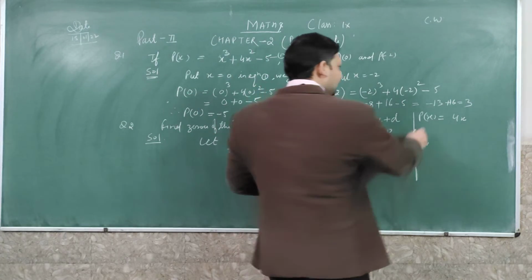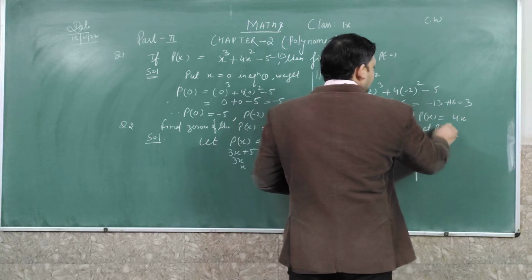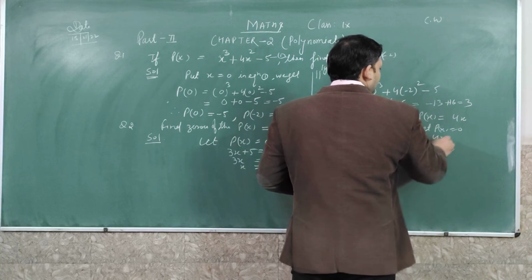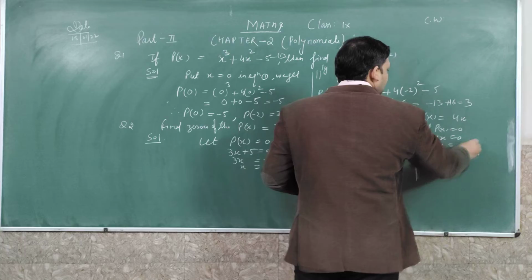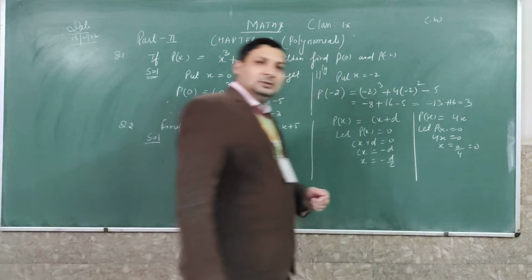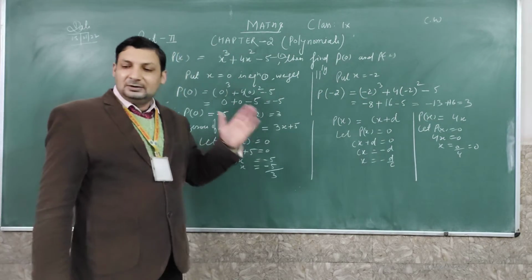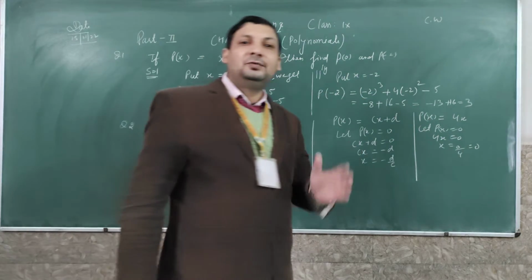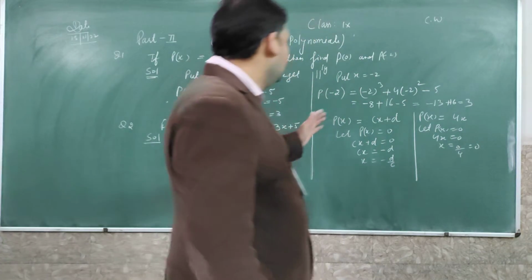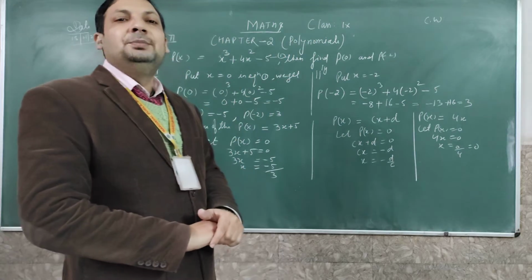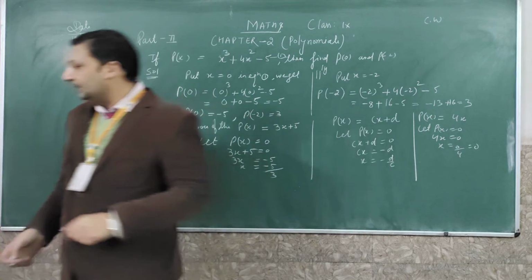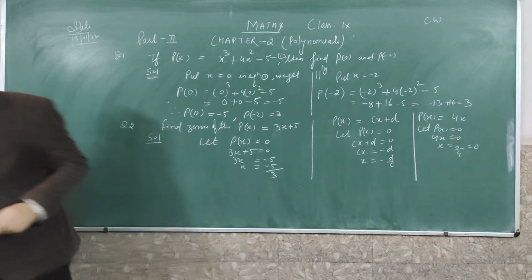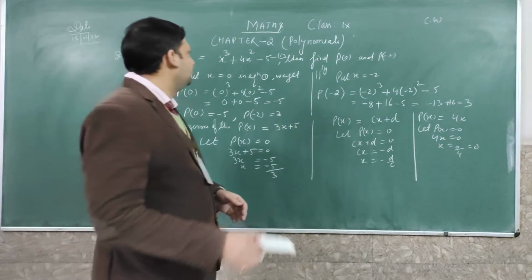So the same solution: px equal to 0. So 4x equal to 0. Multiply goes to divide, 0 by 4. 0 is the solution. So my dear student, it is a method to find the zeros when we are given a polynomial of which type? Linear polynomial. Now we will take another, different type of question, and tough questions.